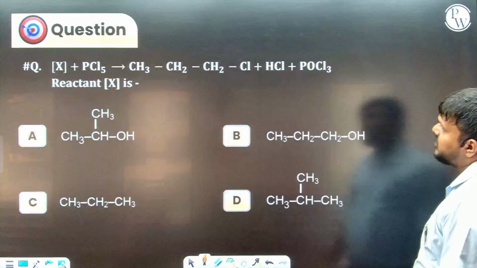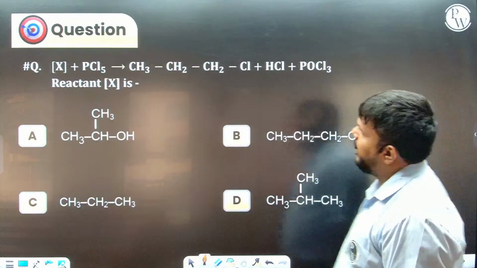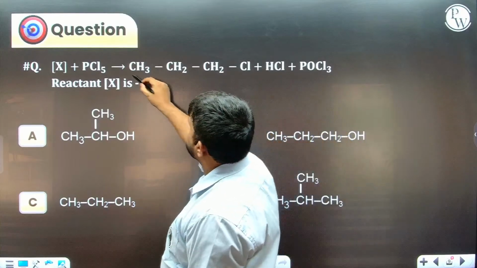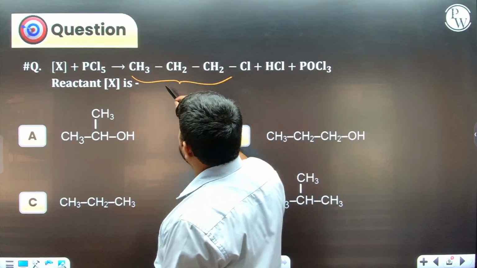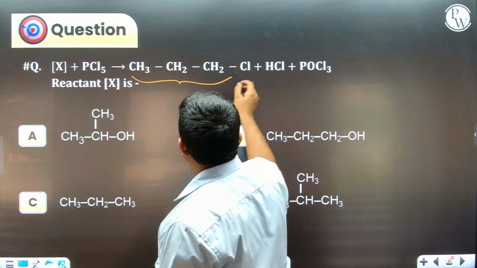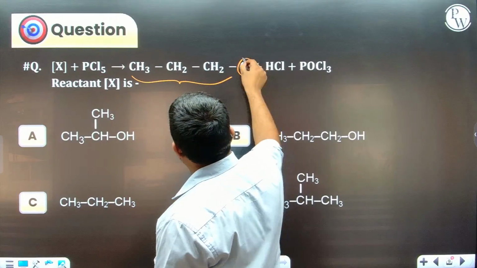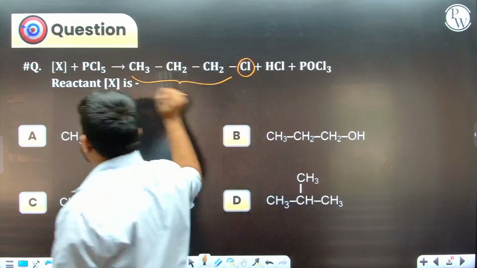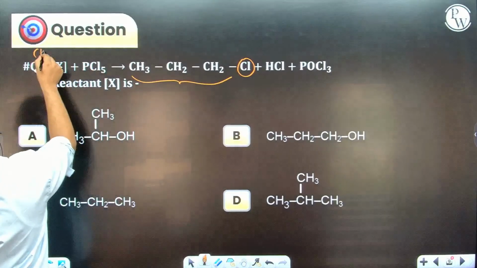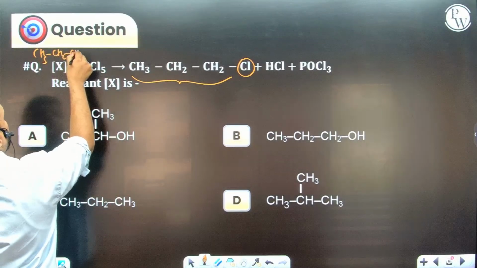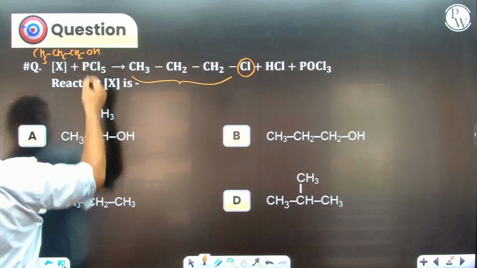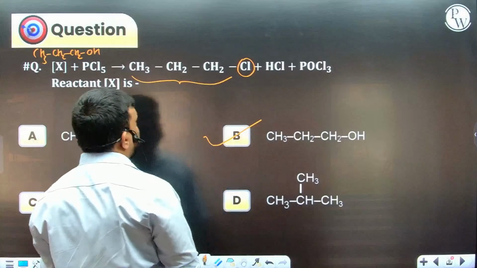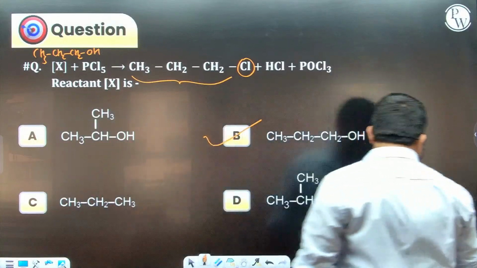Okay. So next question we are looking at. X reacted with PCl5 gives this, and HCl plus POCl3. So this is nothing but, you can see we are getting this chloroalkane, and here Cl is attached over here. Initially this was alcohol, and will be having the formula CH3CH2CH2OH. So definitely which option will be the answer? B option will be the answer over here. Okay. So next question.